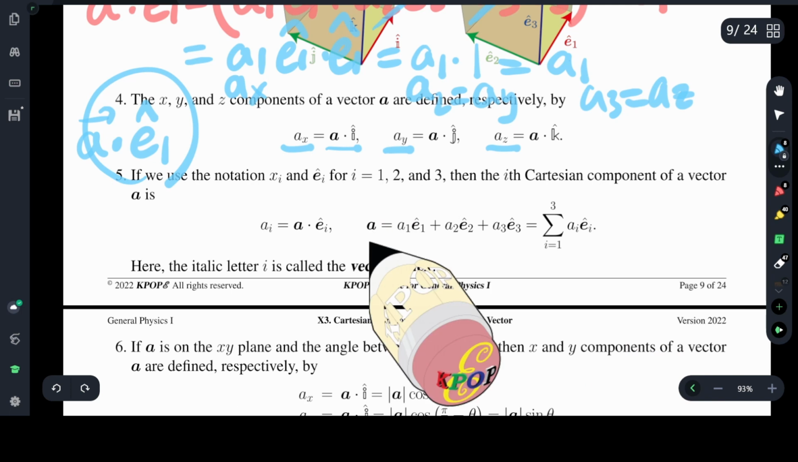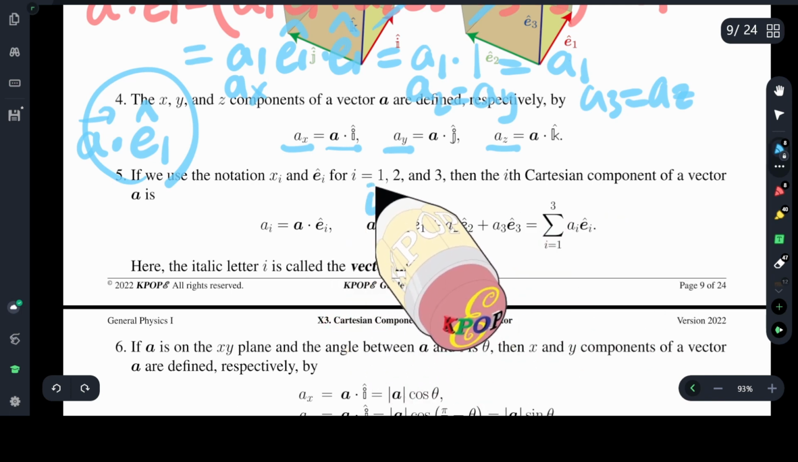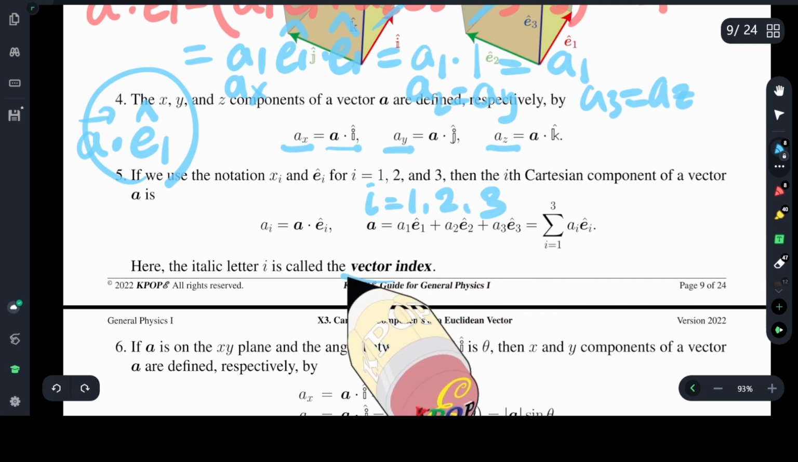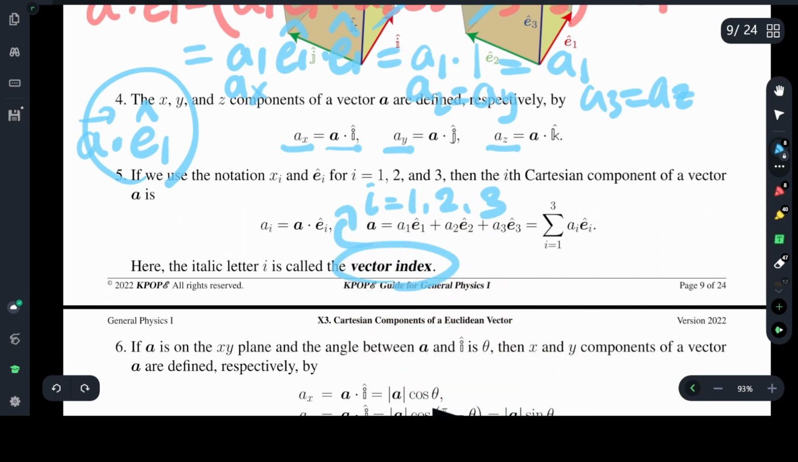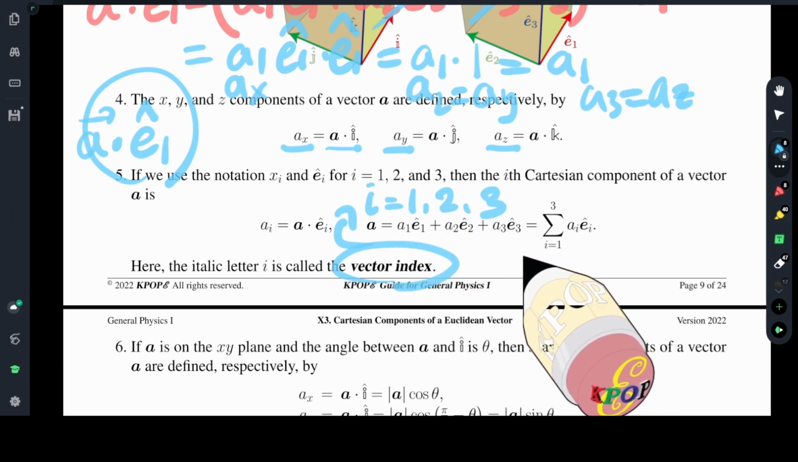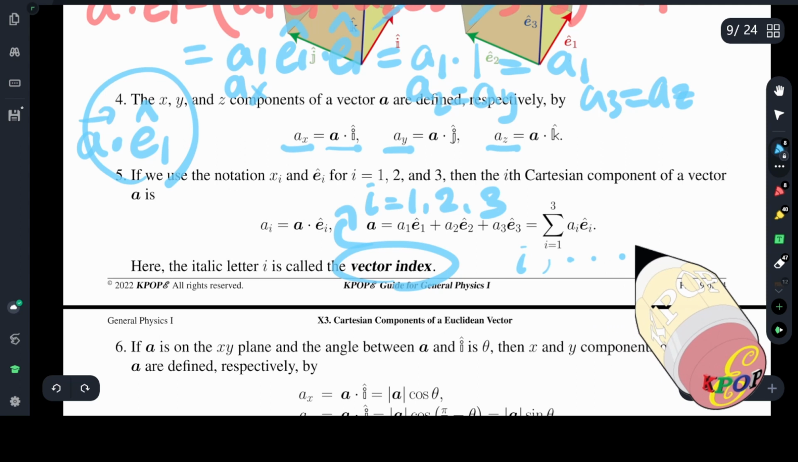Here, I use a subscript that runs from 1 to 3. We call this the vector index. Usually, a vector index is written in an italic letter: i, j, k, and so on.